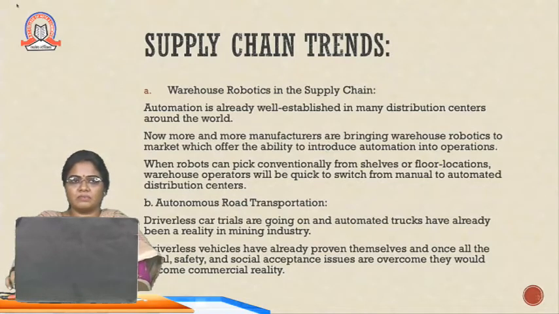Autonomous road transportation. Driverless car trials are going on, and automated trucks have already been a reality in mining industries. Driverless vehicles have already proven themselves, and once all the legal, safety, and social acceptance issues are overcome, they would become commercial reality.